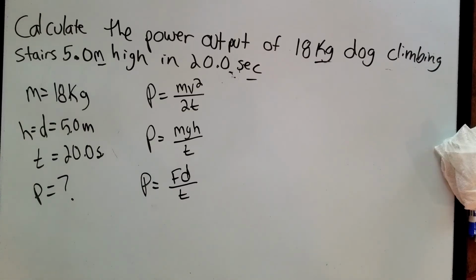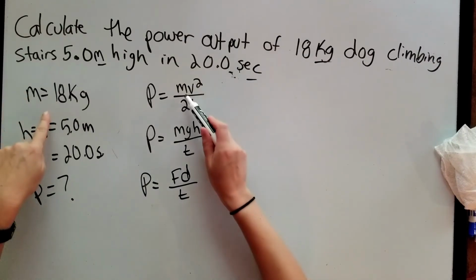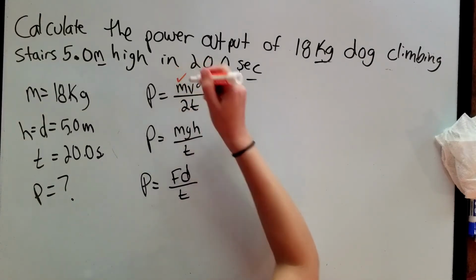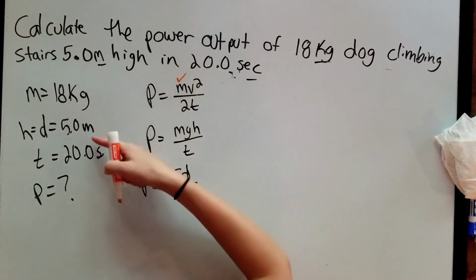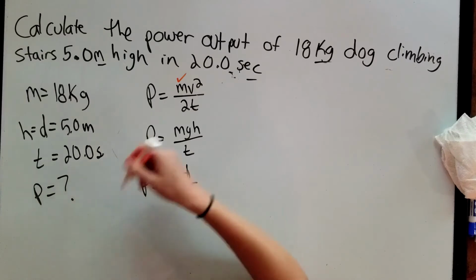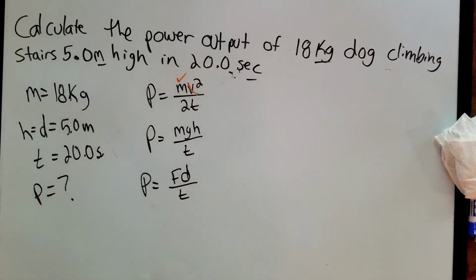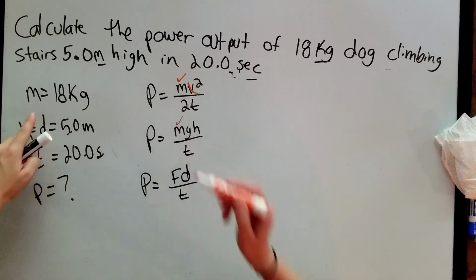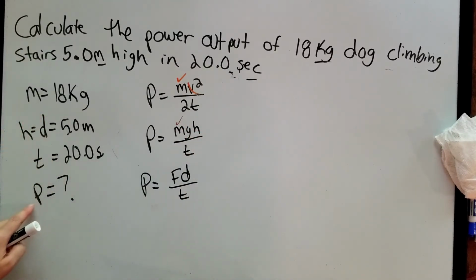Okay? So let's check out this first one. Mass, we have. Check. Do we have velocity? Distance or height, time. We do not have velocity, so that one's not going to work. Let's try this next one. Mass, do we have it? We do. Gravity, do we have it? Well, it's not on our list, but we know what gravity is, so we can have it. I mean, let's just add it.